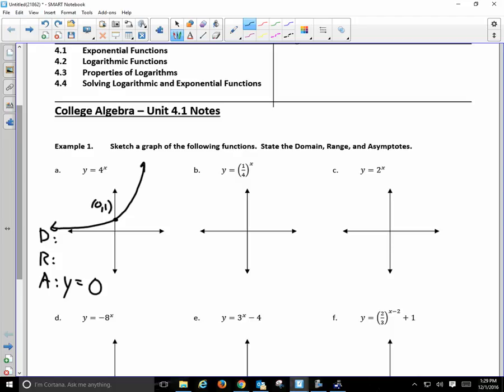The 4, I will talk about what the 4 has to do with the problem when we get to letter C. Okay. The range is going to be y is greater than 0, and domain is all real numbers.